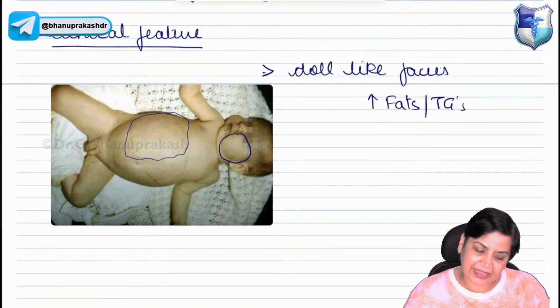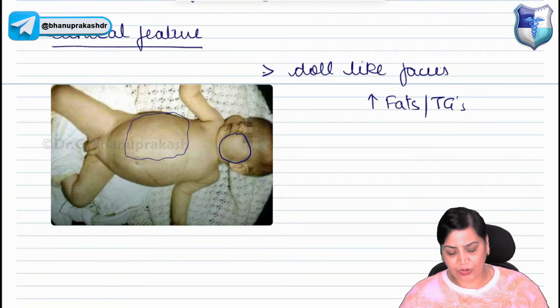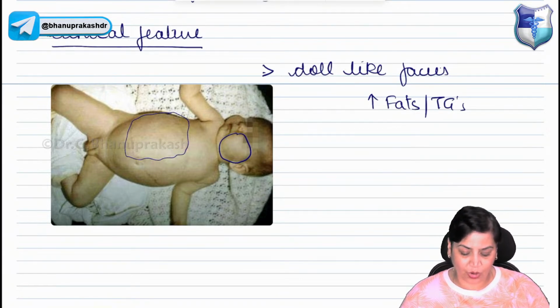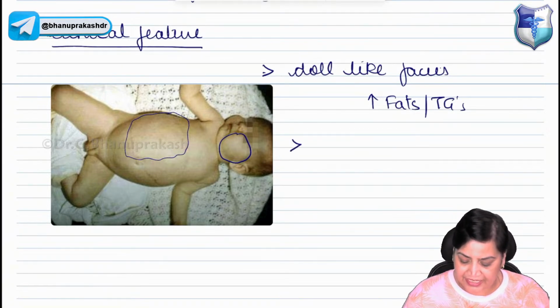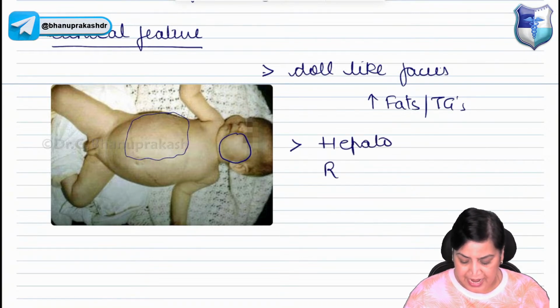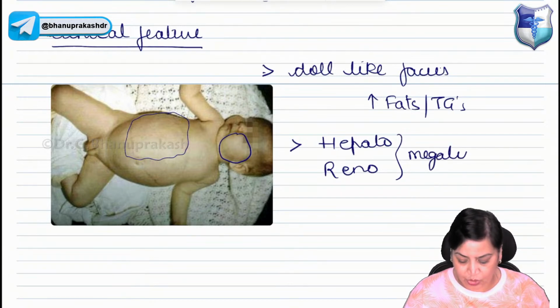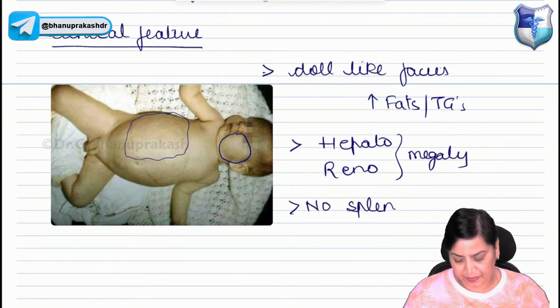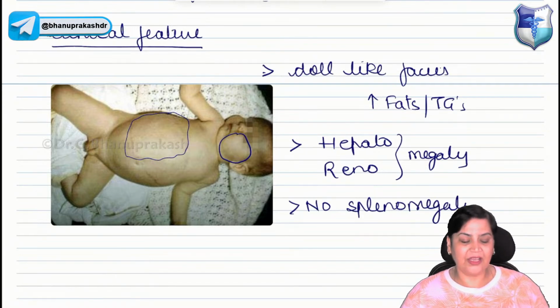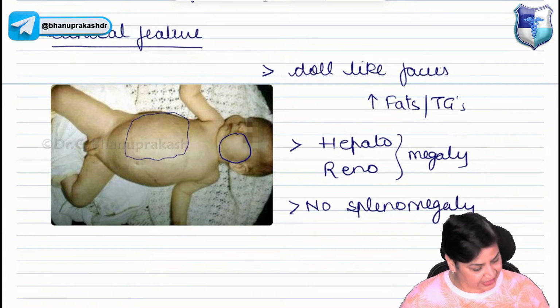So for this again there is a mnemonic. How can you remember this? You can say that simply doll-like faces are there and HR. From HR remember hepato and renomegaly. And the most important thing is no splenomegaly is there. Right? So this is von Gierke's disease.